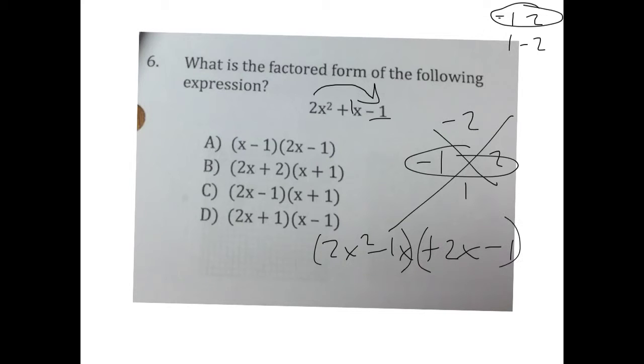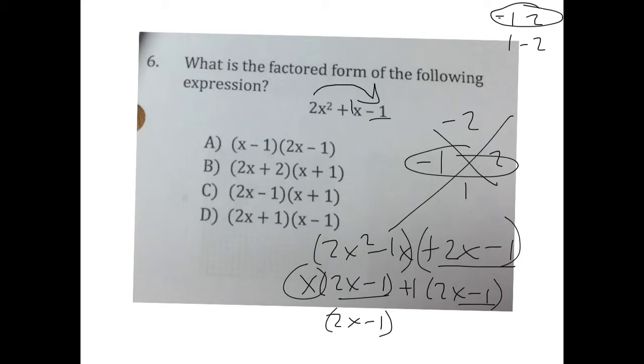And we group each set. This has an x in common, so the x comes out front, and we're left with 2x minus 1. This set has nothing in common, so we pull the 1 out front, and we're left with 2x minus 1. So this part is 2x minus 1. The outside part is x plus 1, and so we're looking for something like that, which is right there, C.